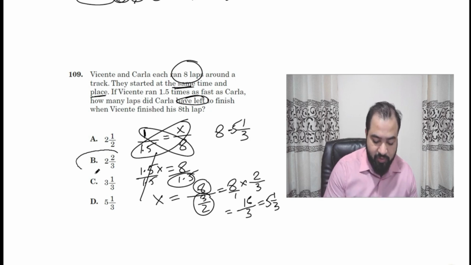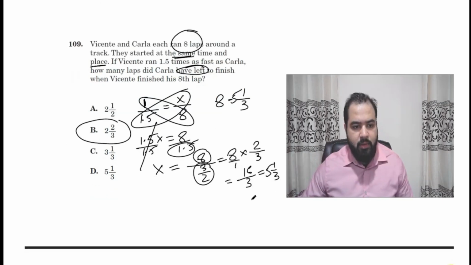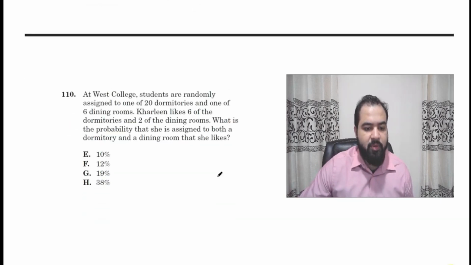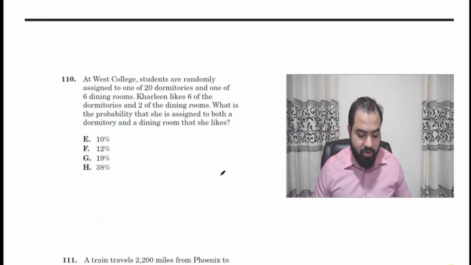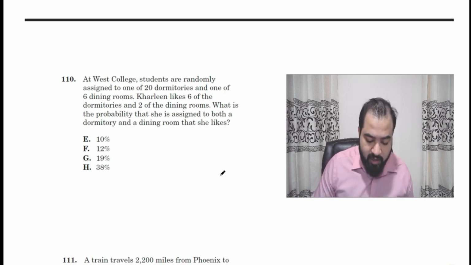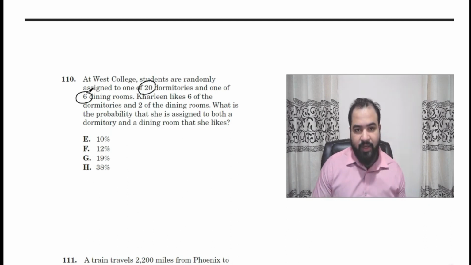That's 2 and 2/3, I believe, if you do the subtraction. Alright, now we're going to do question number 110. So it says, at West College, students are randomly assigned to one of 20 dormitories and one of 6 dining rooms. Alright, so 20 dormitories or 6 dining rooms. They only get to pick one.